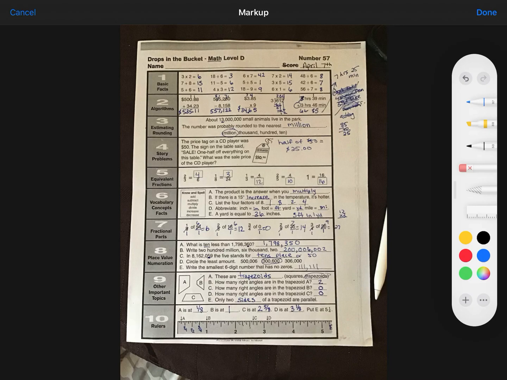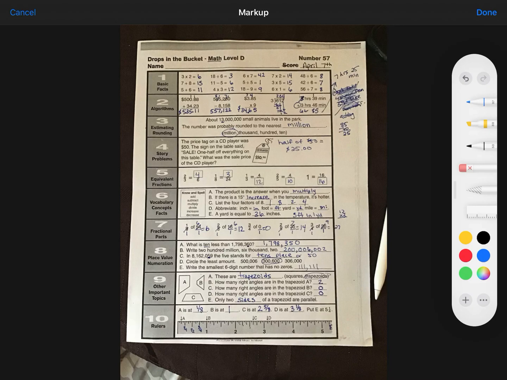Okay, abbreviate. Inch, IN, foot, FT, yard, YD, mile, MI. E, a yard is equal to 36 inches. And we know that because there are 3 feet in 1 yard and there's 12 inches in each foot.